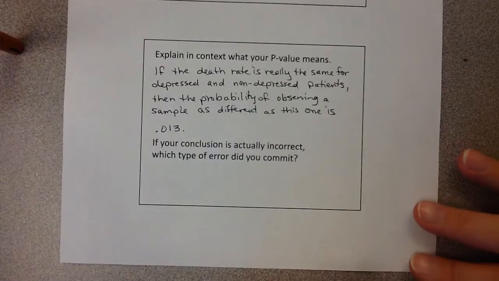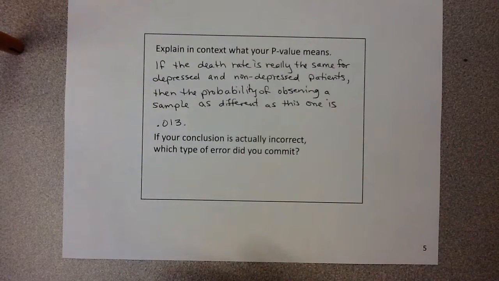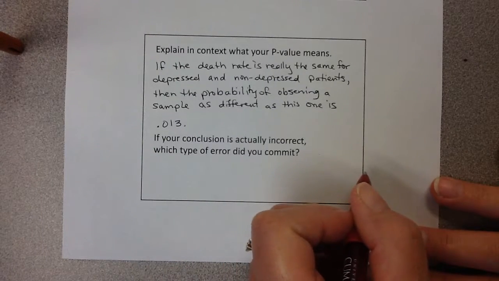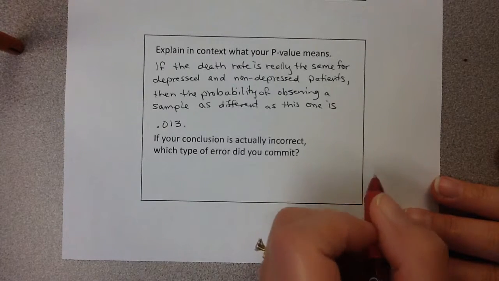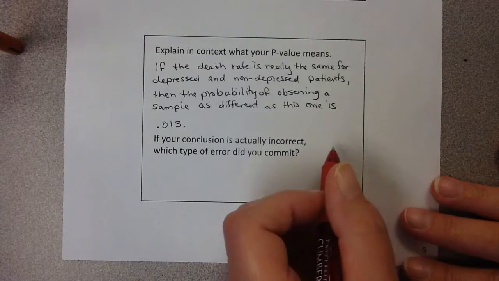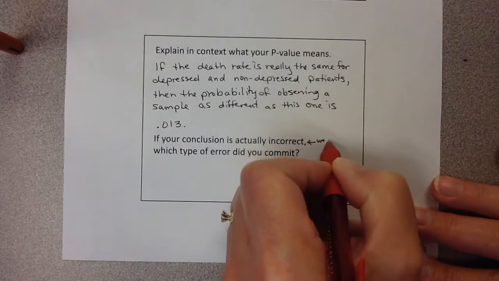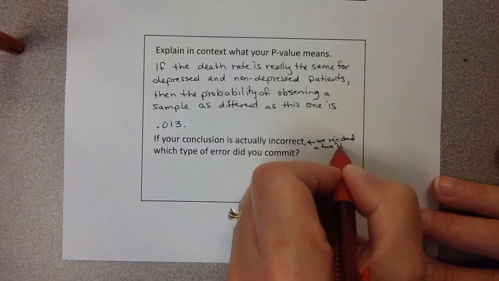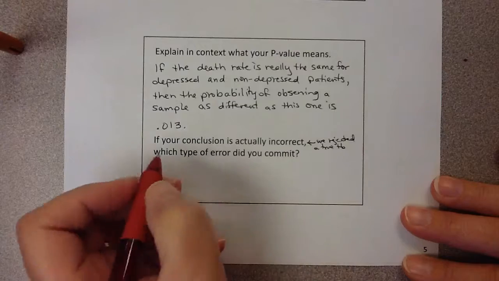And last but not least, if your conclusion was actually incorrect, what type of error did we make? So our conclusion was that we rejected the null. So if we had a wrong decision, that means we rejected a true null. So if we had an incorrect decision, we rejected a true H0. To reject a true H0 is a type 1 error.